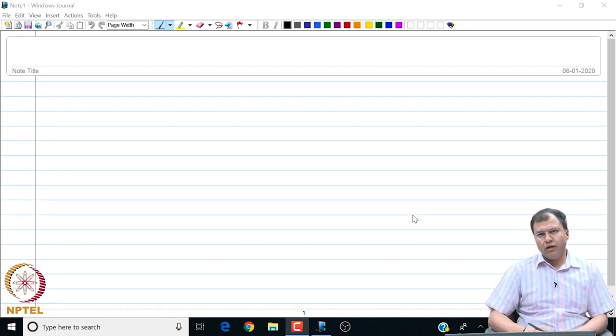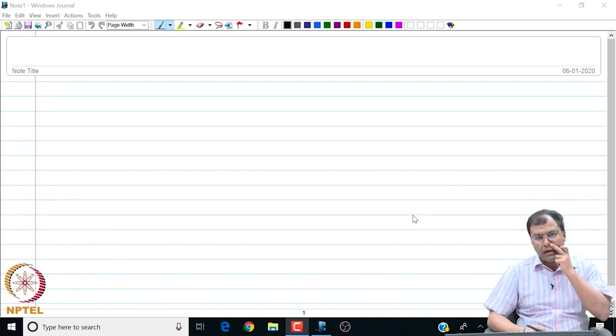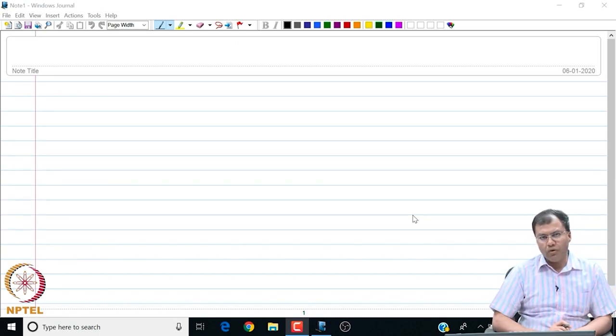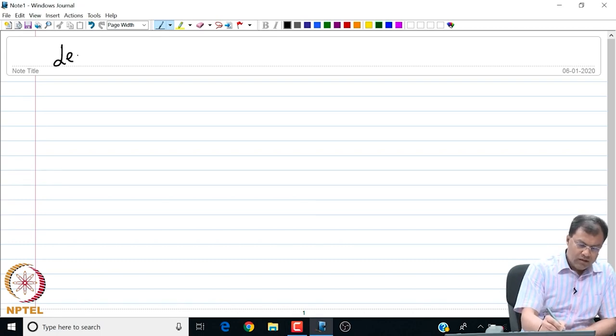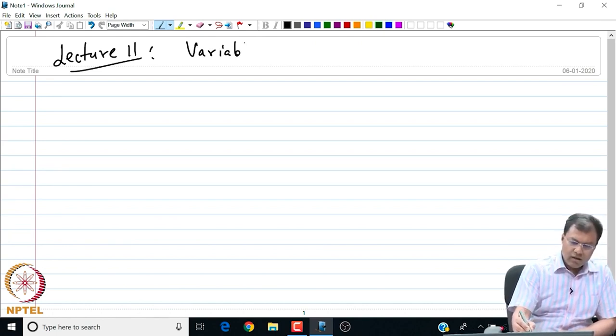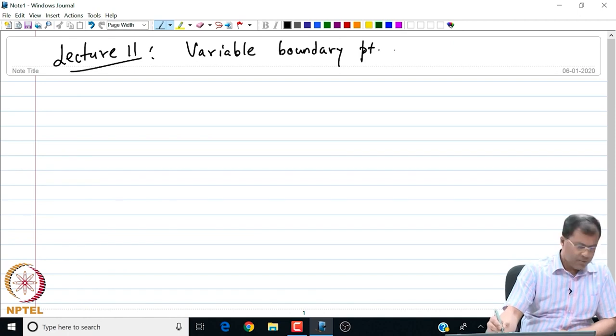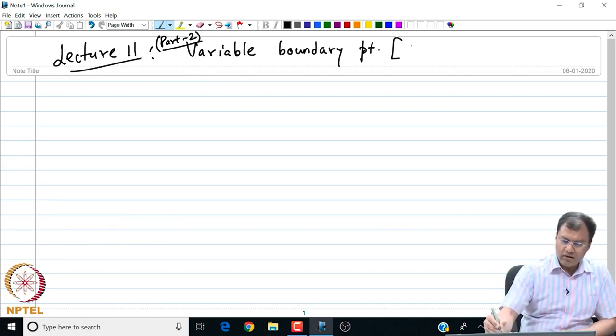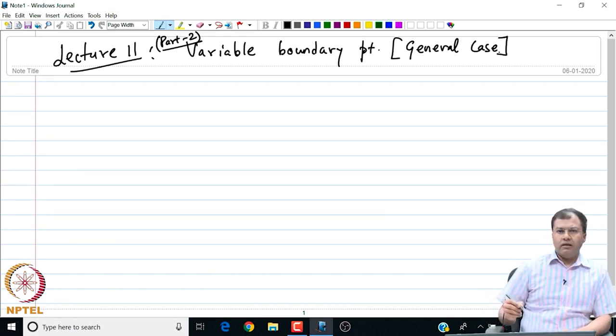Good morning, everyone. In this lecture today, I am going to continue our discussion of optimization of functionals with variable endpoints. I am going to look at the general situation, namely when both the x and the y coordinate of the endpoints are allowed to vary. So in this lecture, we will look at the general variable boundary point setup. This is part 2 of our discussion, and this is the most general case that we can have for the variable boundary point discussion.